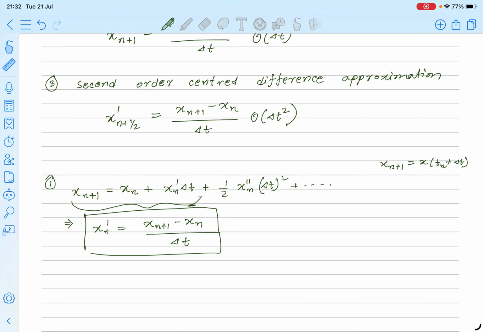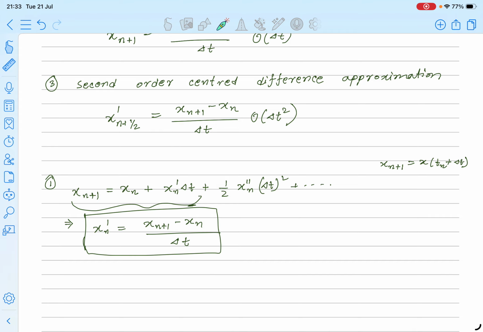This is the formula I wrote previously. What I did is that I neglected the second order term and only considered the first order term. Since I only considered first order in delta t, that's why this is called first order approximation. And why is this forward?